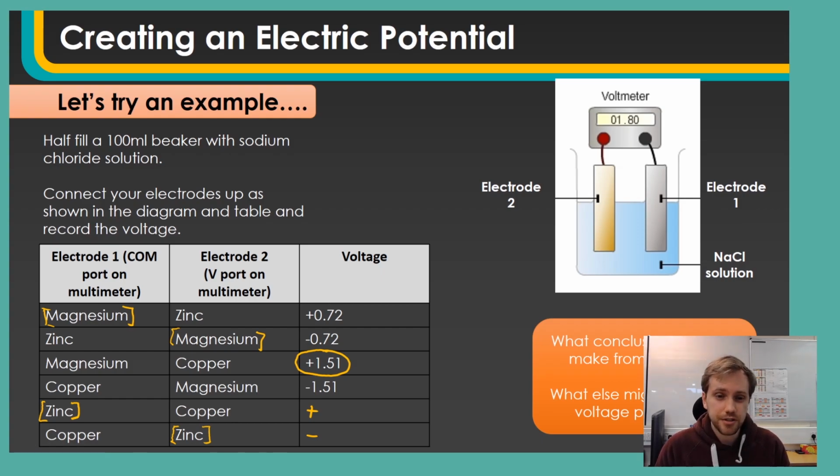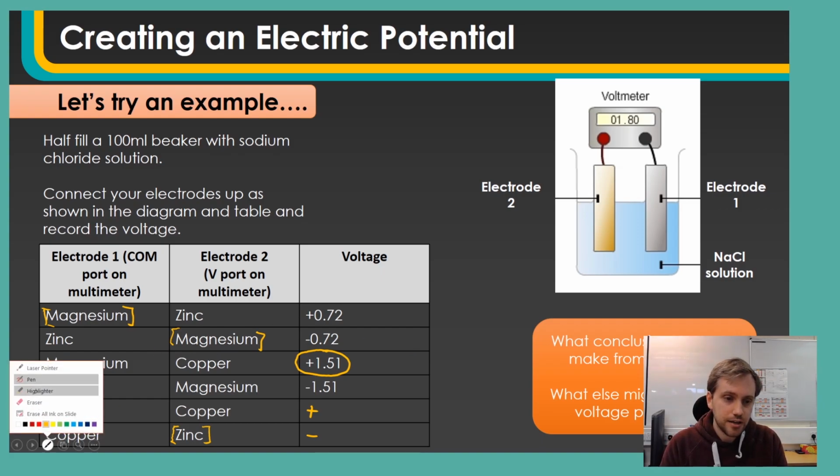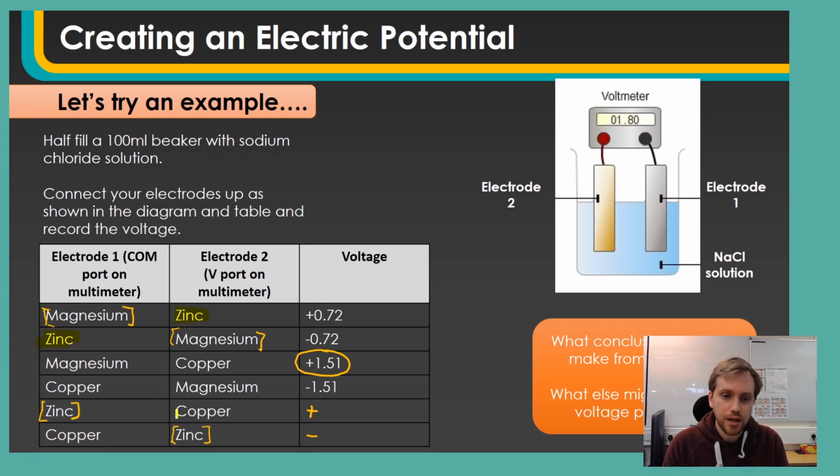So when you look at the data in the table above, you can see that we've tested zinc and copper before. So zinc was tested in the first tests that we did, and copper was tested in the second set of tests. So if I can work out the difference between the voltage in the first tests and the second test, then I can work out the voltage that zinc and copper are going to induce.